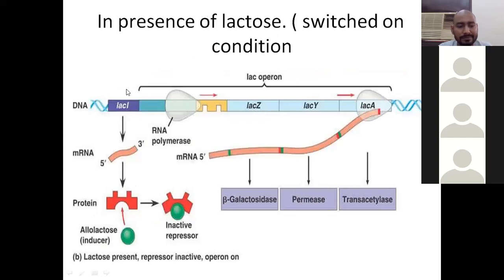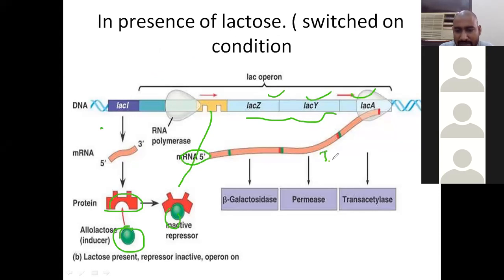Now look at it. The repressor protein binds with the allolactose. When it binds with the allolactose, the repressor protein detaches. Now the operator is active, meaning LacZ, LacY and LacA, these three enzymes are active and they are synthesized from mRNA. That means transcription takes place. So this is the overall story about the lac operon concept in prokaryotes.